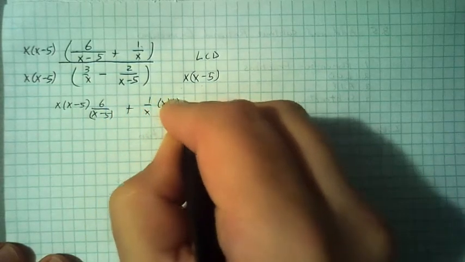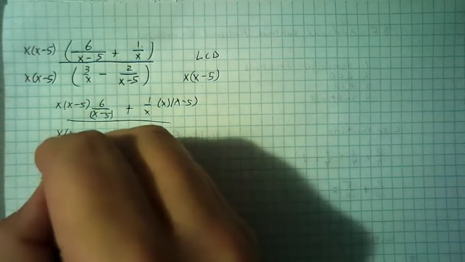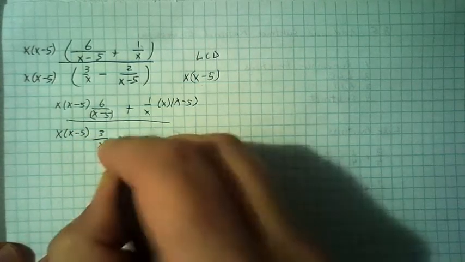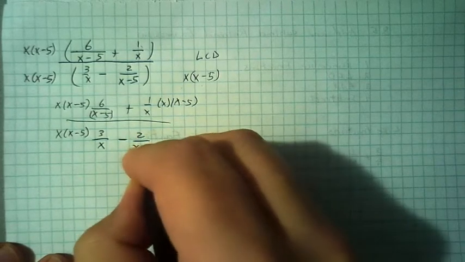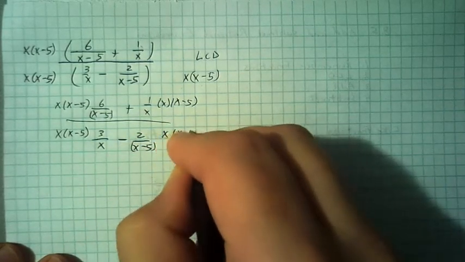X times x minus 5. I don't usually write all of these out. And once you get the hang of this, I don't recommend you do either, unless it helps you, because you should be able to figure out what cancels in your head once you get the hang of it. All right.